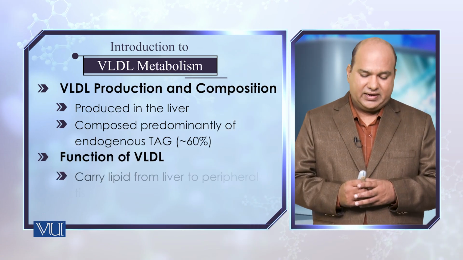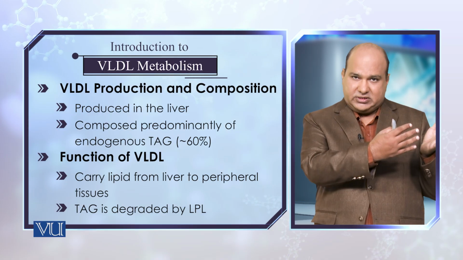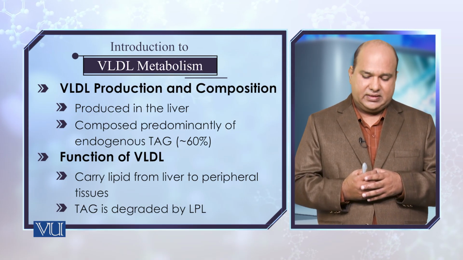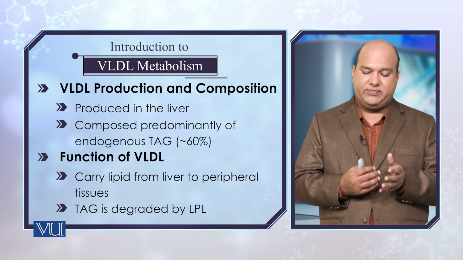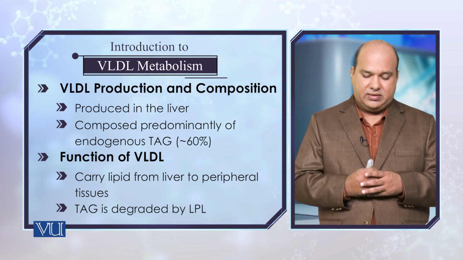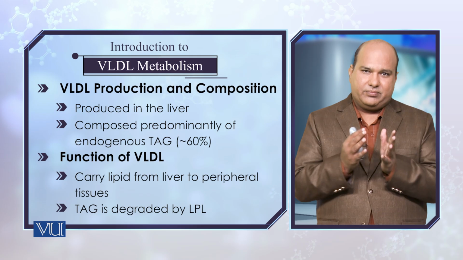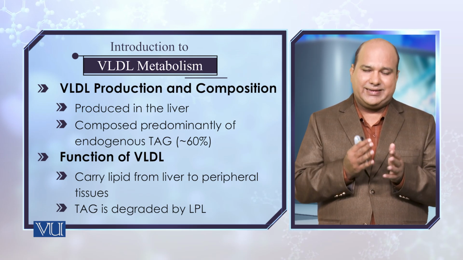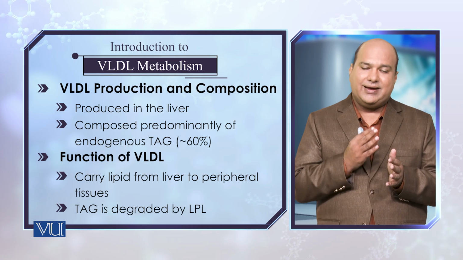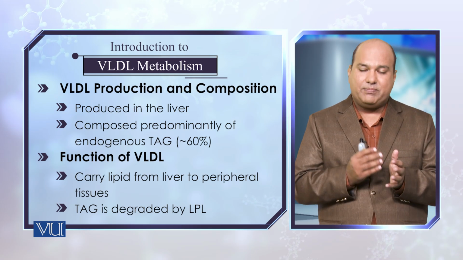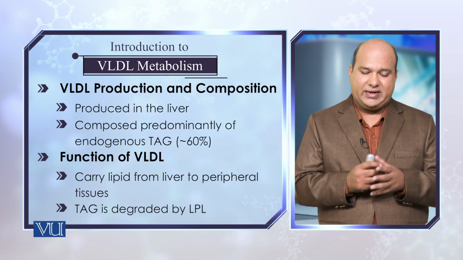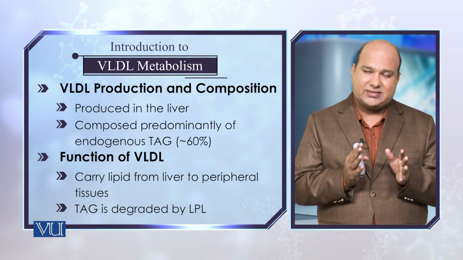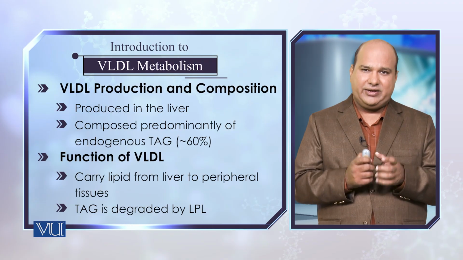As far as the function of VLDL is concerned, because it's moving the lipids from one part of the body to the other, it will carry lipids from the liver to the peripheral tissues. The lipids which are then moved through the peripheral tissues are acted upon by the lipases, the LPLs, lipoprotein lipases, as a result of which specifically the TAGs, the triacylglycerides, are degraded.